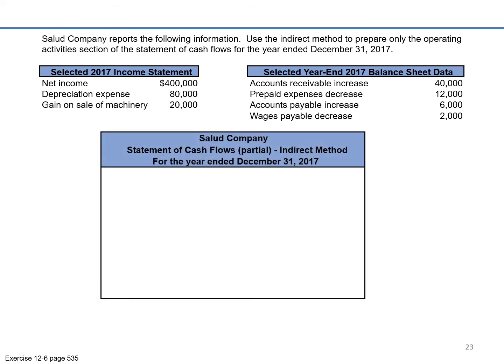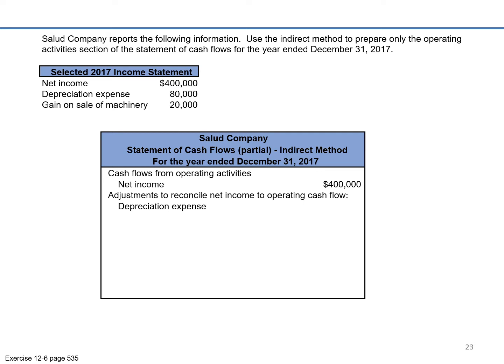All right, let's go. Net income, 400,000. Depreciation expense is subtracted to get to net income, but it's not really cash going out the door, right? So we're going to add it back. Gain on sale of machinery. You increased your net income to get to that, right? It was added in that calculation, but we want to undo the effect of it because it's not really cash that you received. It's just a book gain. So we subtract it.